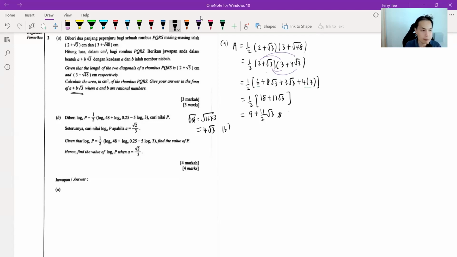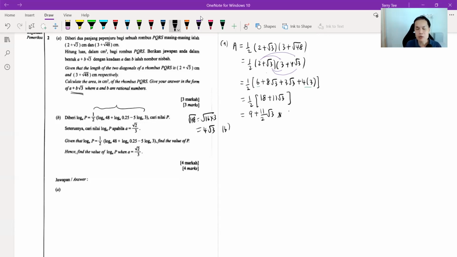Let's do part B. It is given that the logarithm of base AP equals this whole thing. Find the value of P, and hence find the value of log base AP when A is surd 2 over 3.